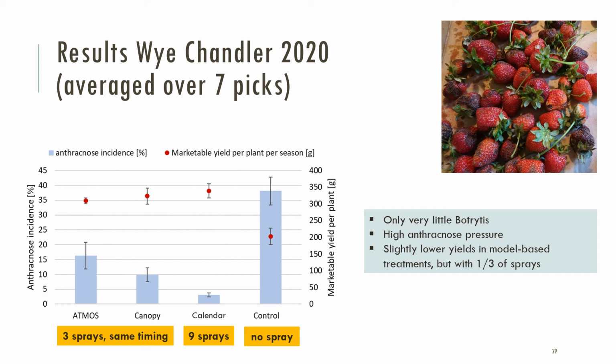And we see that the control, of course, has the highest disease incidence and the lowest yield, and the differences between the calendar spray program and the 2 model-based spray programs are actually not that high, considering that we only used about 1/3 of the sprays. So although we have a slight depression in yield and a slightly higher incidence in disease, this might just offset for the fungicide that we saved, because we only used 1/3 of the sprays compared with the weekly spray.